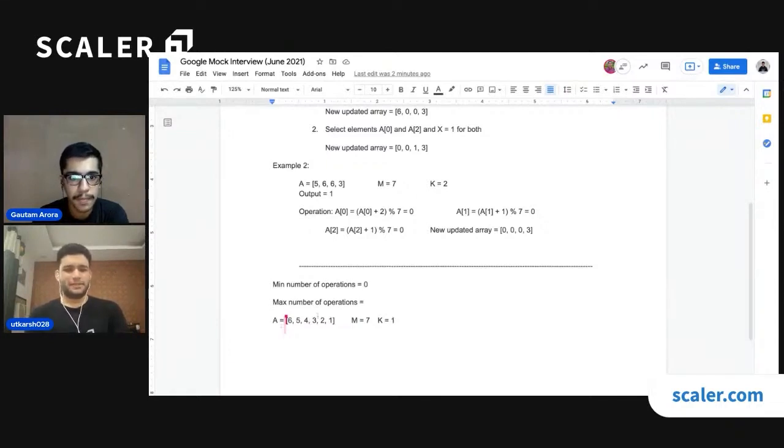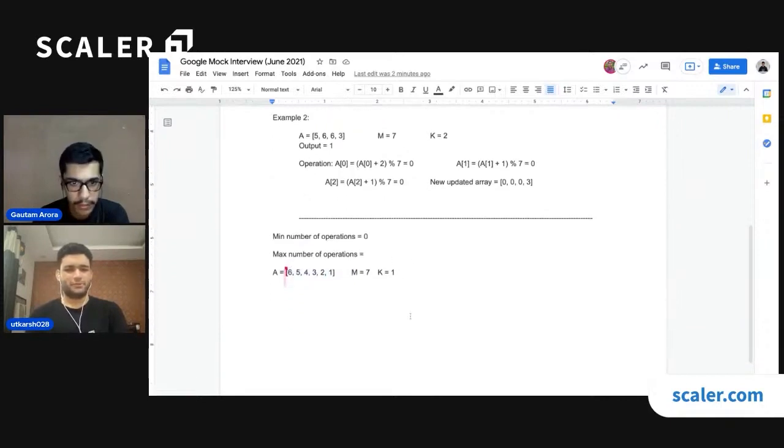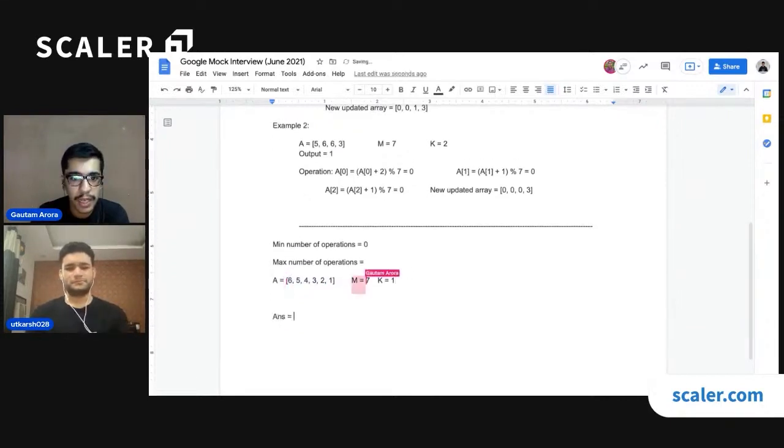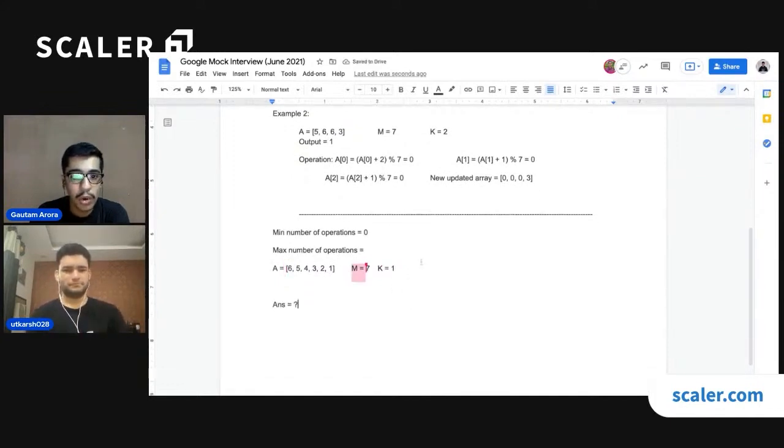Let's take only this example, and let's say we have to find the answer for this. What is the answer for this particular input? Okay, so m is 7 and k is equal to 1. So x can be varied from 0 to 1, so x can be equal to 0 or 1, right? Does x equal to 0 make sense? No, actually, because if I'm adding 0 to any element, there won't be any change. Correct, so that doesn't make any sense. So let's take x equal to 1 in each and every operation.